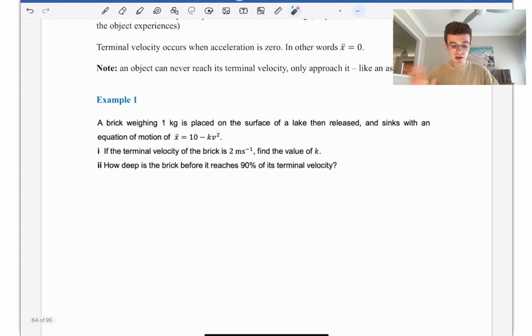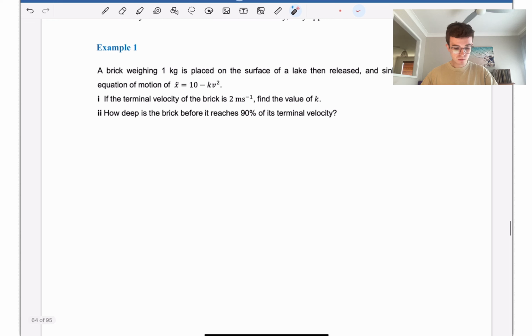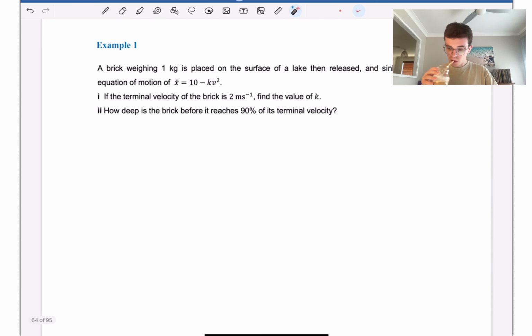So terminal velocity occurs when acceleration is 0. In other words, x double dot is equal to 0. Now note, an object can never reach its terminal velocity. It can only approach it like an asymptote. So I've got a brick weighing 1 kilo placed on the surface of a lake and then released. And it sinks with an equation of motion x double dot is 10 minus kv squared.